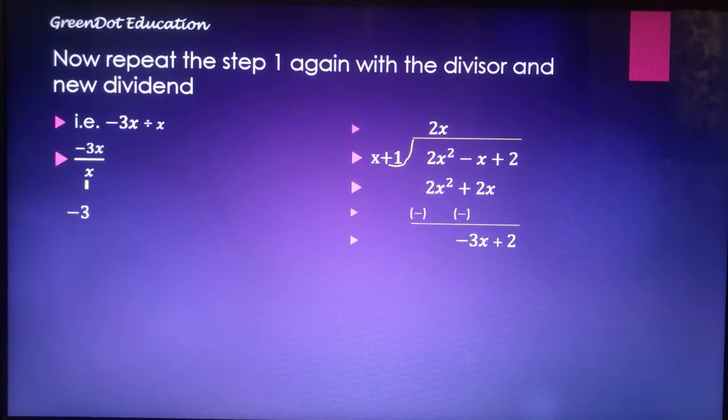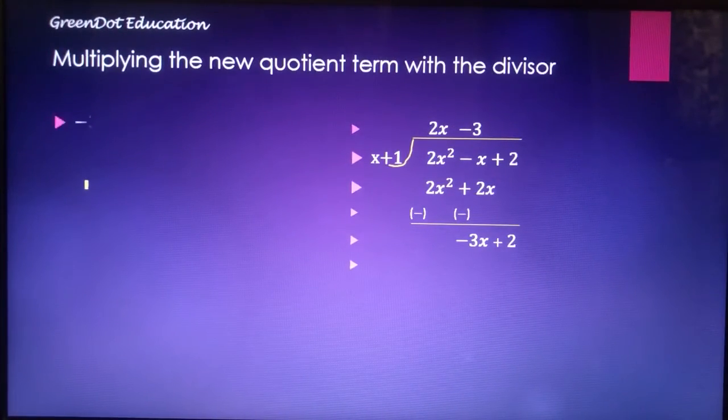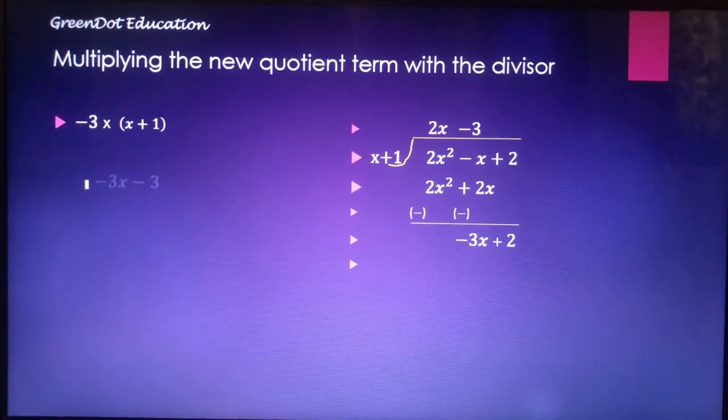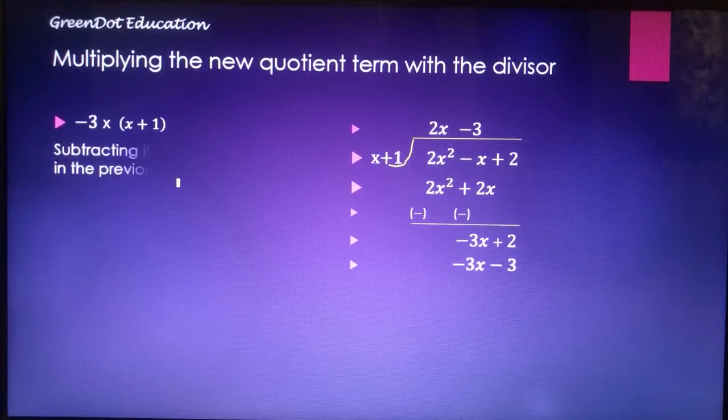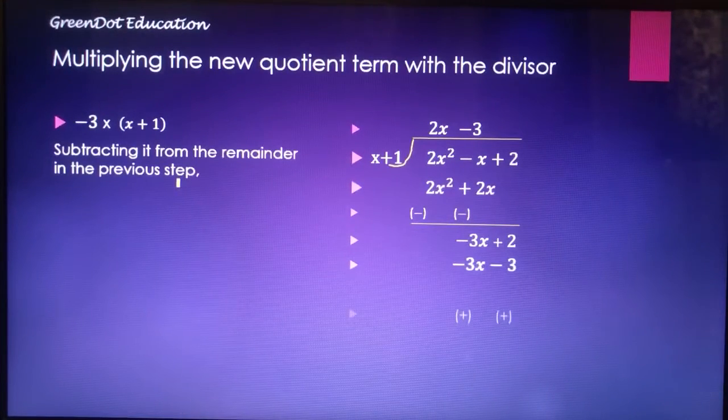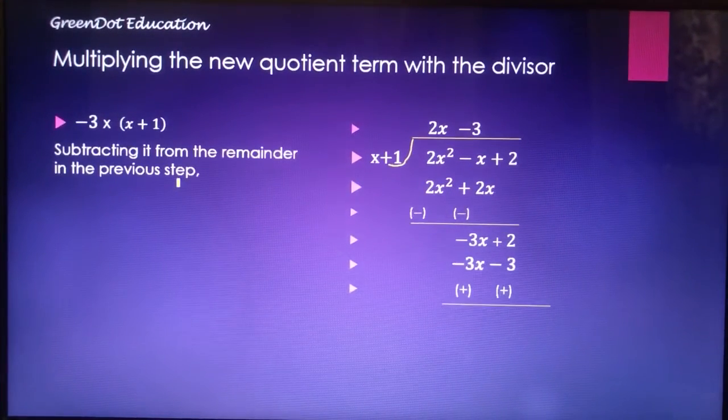So using this minus 3 as the next term of the quotient, we get 2x minus 3, and we multiply this minus 3 with the divisor, that is x plus 1. When we multiply minus 3 with x, we get minus 3x, and when we multiply minus 3 with plus 1, we get minus 3.